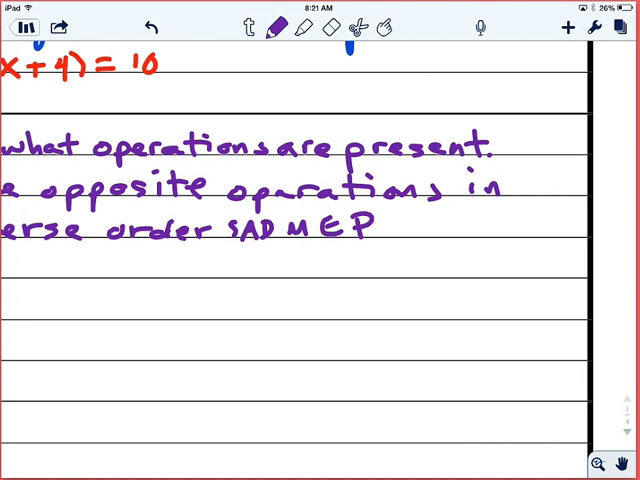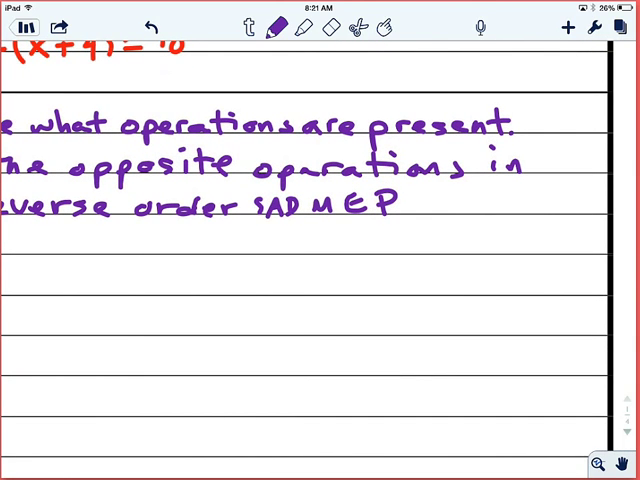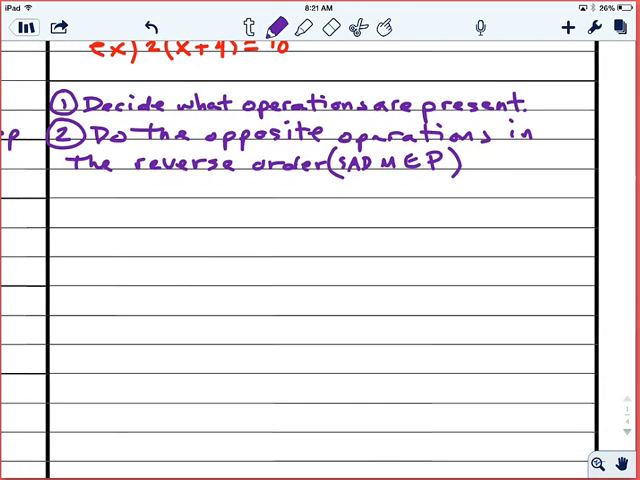SADMEP. And so you might notice that this is PEMDAS backwards. And so we're going to decide sort of as a rule of thumb what's farthest away from the variable and then try to undo it, unpack it until we have the variable by itself. So let's just look at a couple of examples.